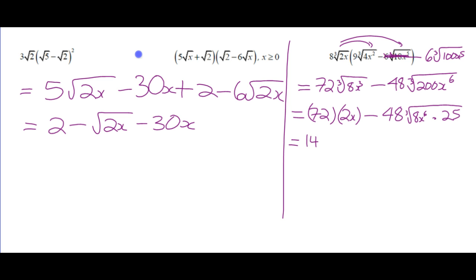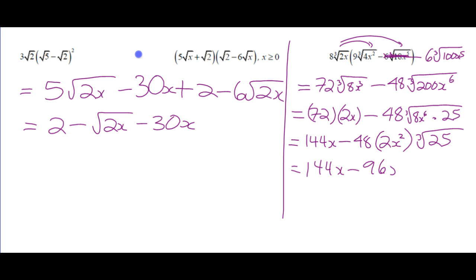Okay, so we got 144x minus 48 times... Is it okay if I just write 2x squared? Yeah, that's what. Cube root 25. Okay, so 144x minus 96x squared, cube root 25.